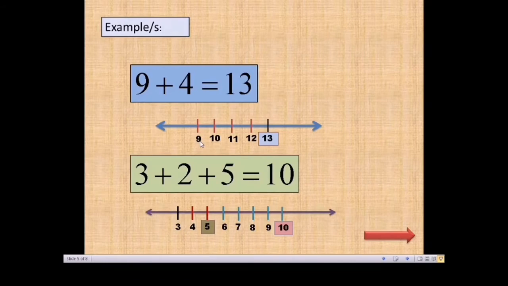However, we will continue from the 9. So 9, 10, 11, 12, 13. The 4th move lands on 13. So the result of 9 plus 4 is 13. The answer is correct.